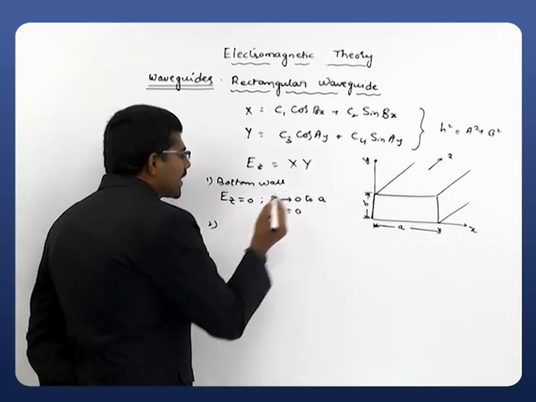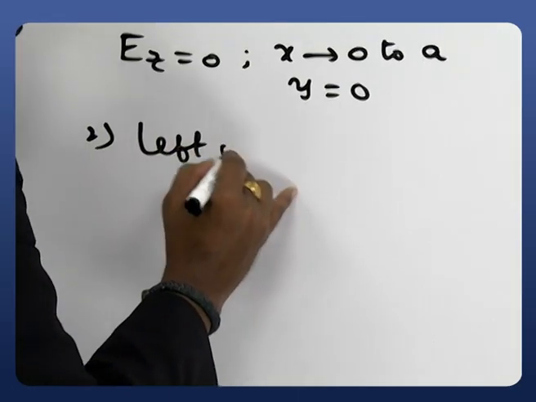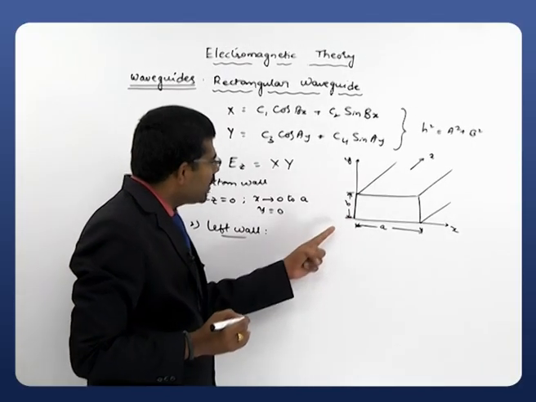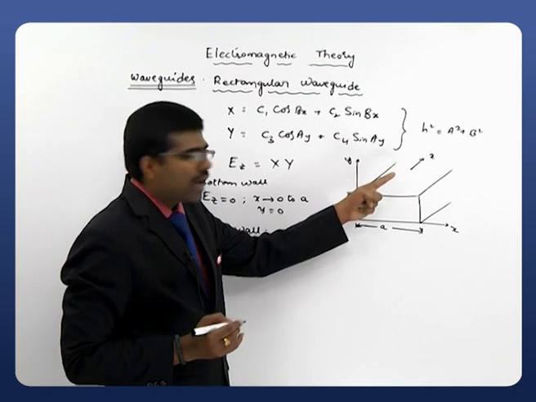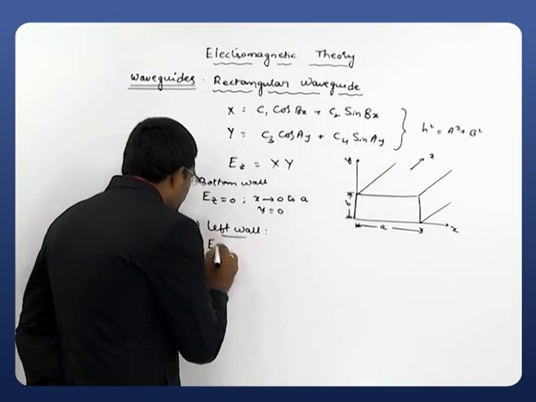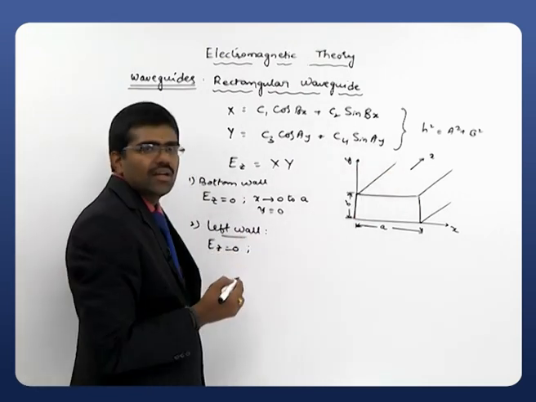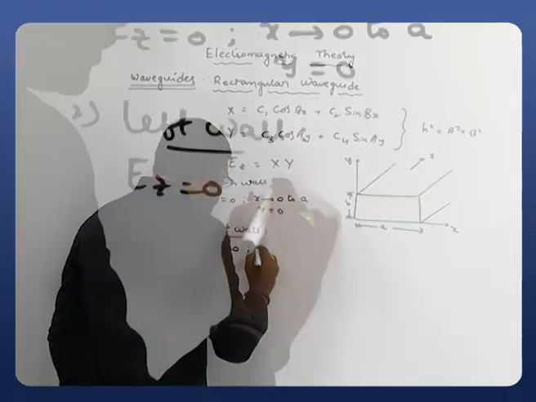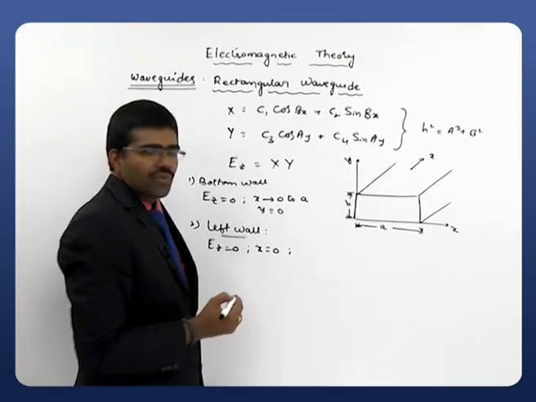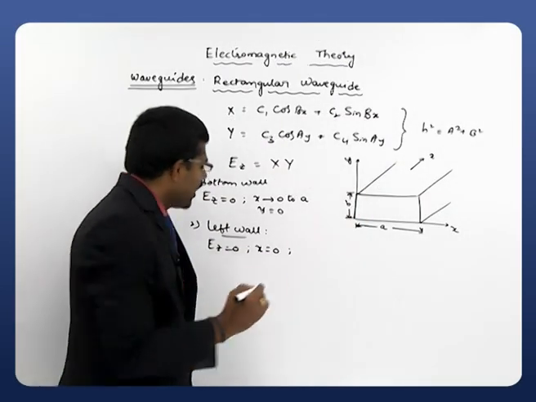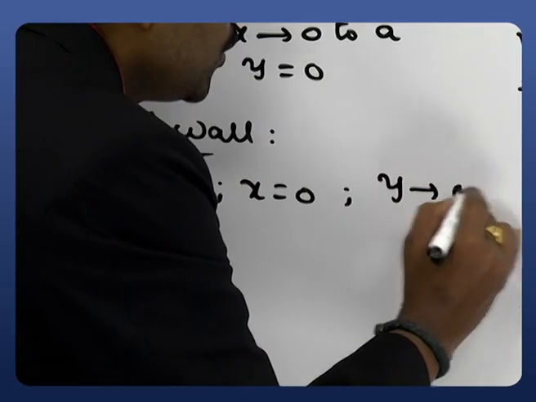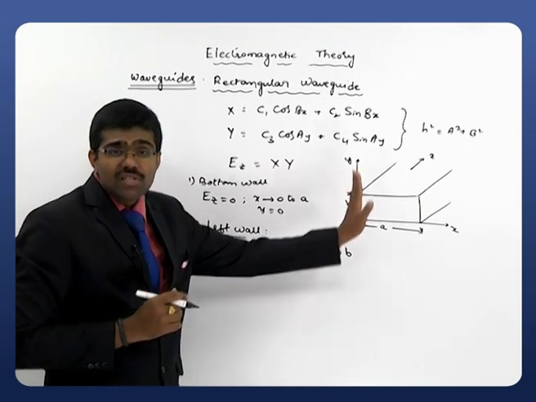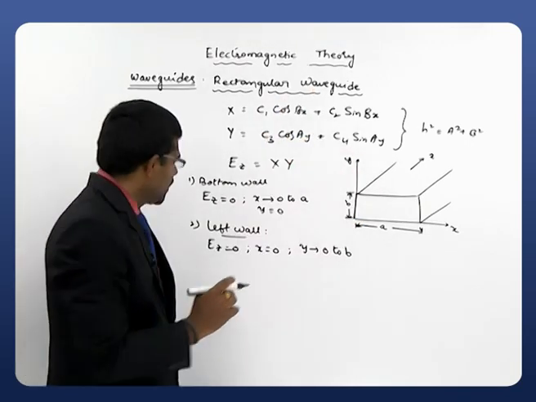Next, take the second wall, the left wall I am considering. For the left wall, once again, what is the electric field component? The electric field component is in the z direction, that is also tangential to the wall. Therefore, you can consider that one as 0. The tangential component for any conductor is 0. Ez is equal to 0. And on this wall, what is the value of x? X is equal to 0. For the left side wall, x is equal to 0, and y extends from 0 to B. This is the boundary condition for the left side wall. Apply them, simplify it, keep it aside.